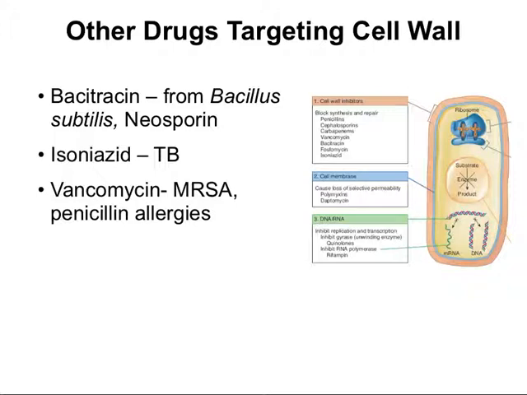Bacitracin is from the Bacillus subtilis and is found in Neosporin. Isoniazid is usually used for tuberculosis. Vancomycin is used when people have penicillin allergies or in MRSA attacks.